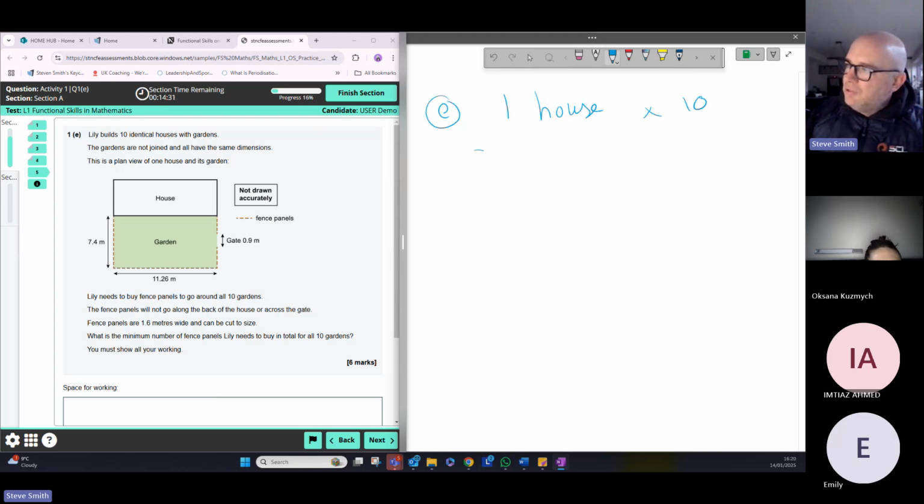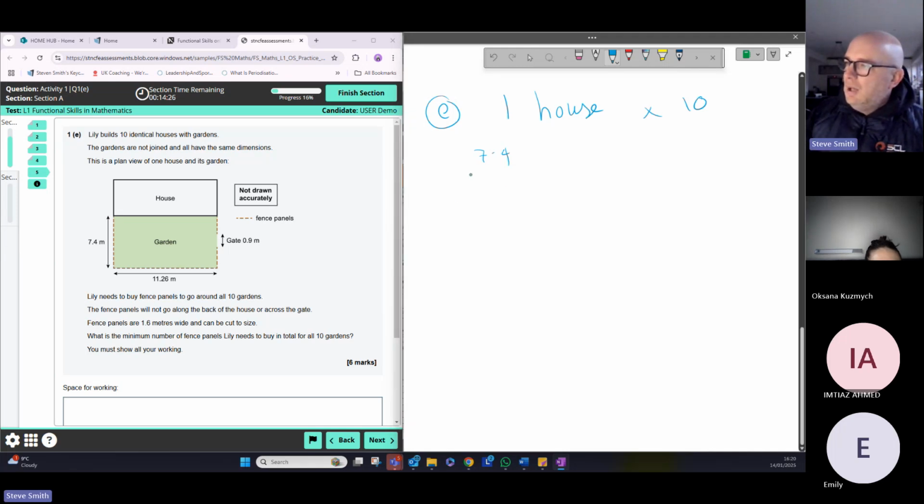So it's going to go 7.4 because I'm going down that side of my garden. Then I've got to go 11.26 because I'm going along that part of my garden. And then I've got to go up here, which is tricky because it doesn't tell me how long that side is, but it tells me how big my gate is. And it's going to be the same as the other side. So 7.4 minus 0.9 is 6.5. Now I know that that part, without the gate, is 6.5.